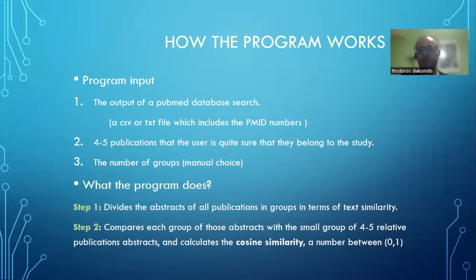What the program does is divide the abstracts of all publications into groups that the user defined, in terms of text similarity. The measure for this text similarity is the cosine similarity. Cosine similarity is a number between 0 and 1. If the number is 1, it means that the two texts are identical. If it is 0, it means that there is no connection of one text with another text. So you end up with some number between 0 and 1 for these specific groups.